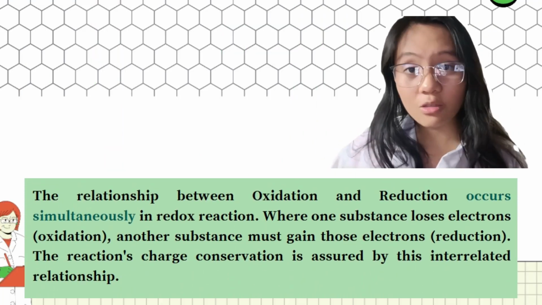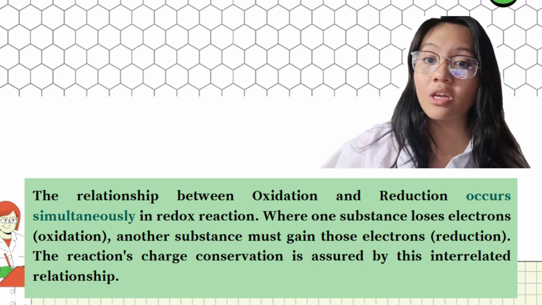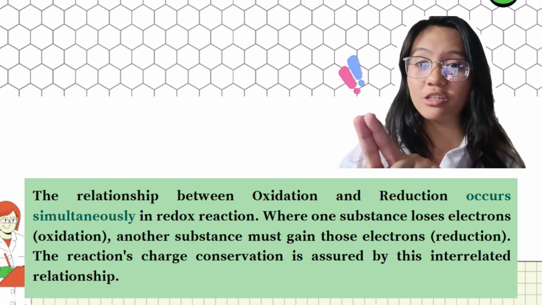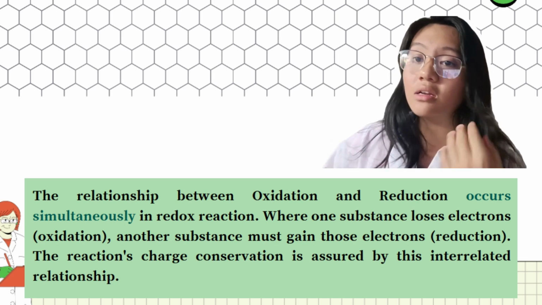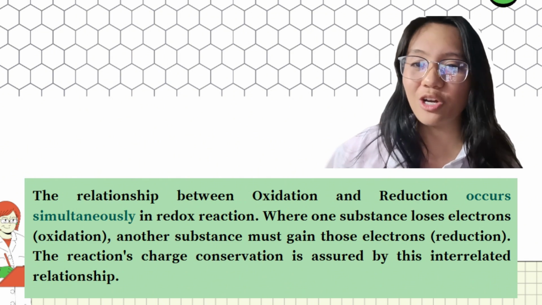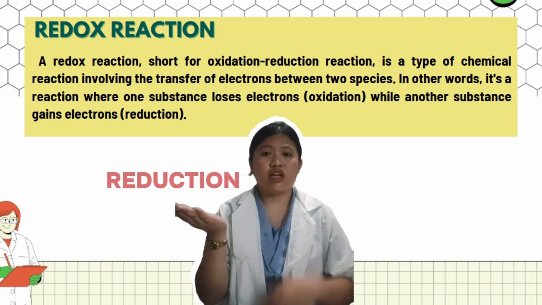But now, here's the twist. Oxidation and reduction always work together in a redox reaction. The relationship between oxidation and reduction occurs simultaneously in a redox reaction, where one substance loses electrons and another substance must gain those electrons. Charge conservation in the reaction is assured by this interrelated relationship. So, what is a redox reaction? Redox is a term that stands for reduction and oxidation.